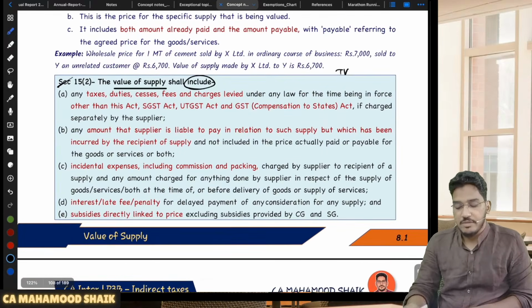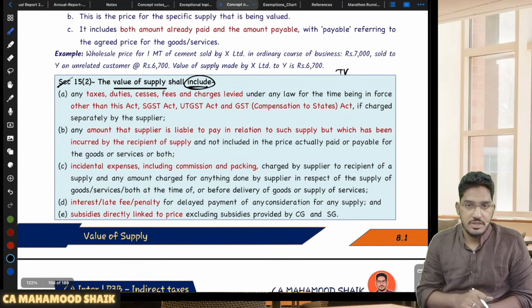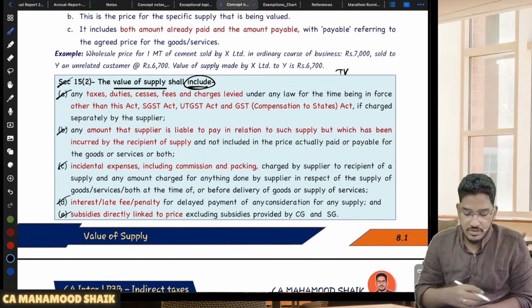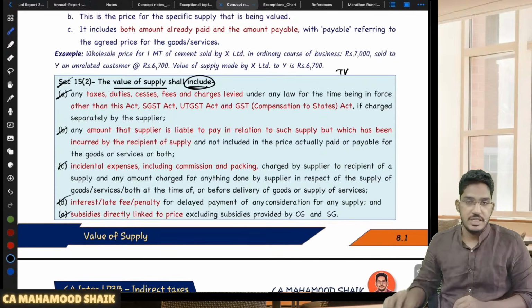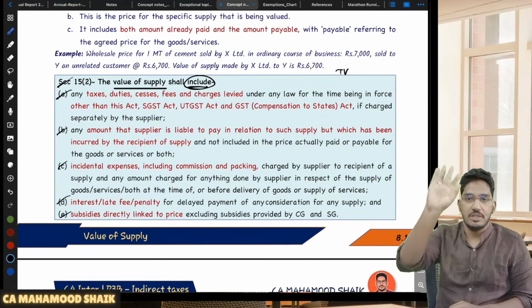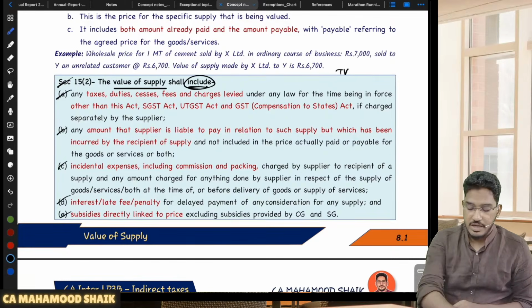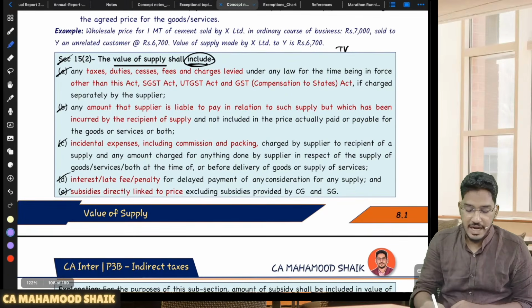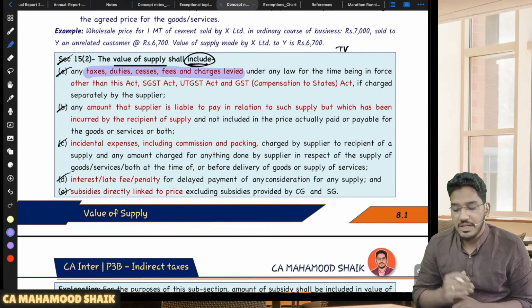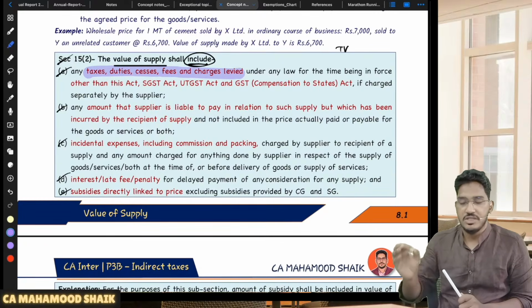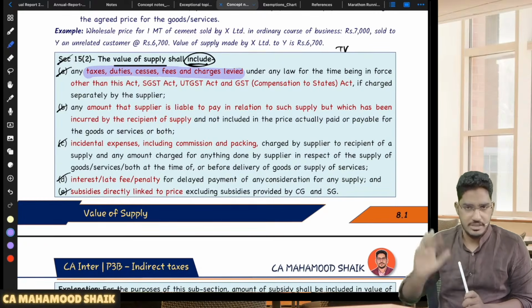So what are those items which are required to be added to the transaction value? There are 5 items. 15 subsection 2, clause A, clause B, clause C, clause D, like that 5 items we have. These 5 items are required to be added to the transaction value to arrive at the value of the supply. So let us try to understand it. What are those items which are required to be added? Number 1, any taxes, duties, cesses, fees and charges levied under any law for the time being in force other than CGST, SGST, UTGST and GST compensation cess along with IGST.